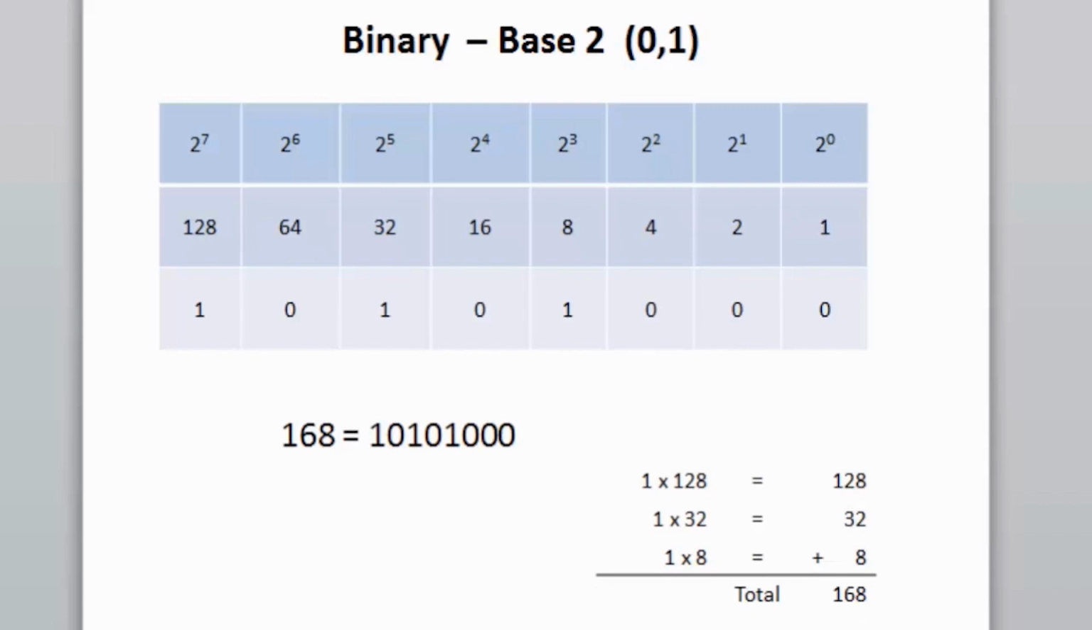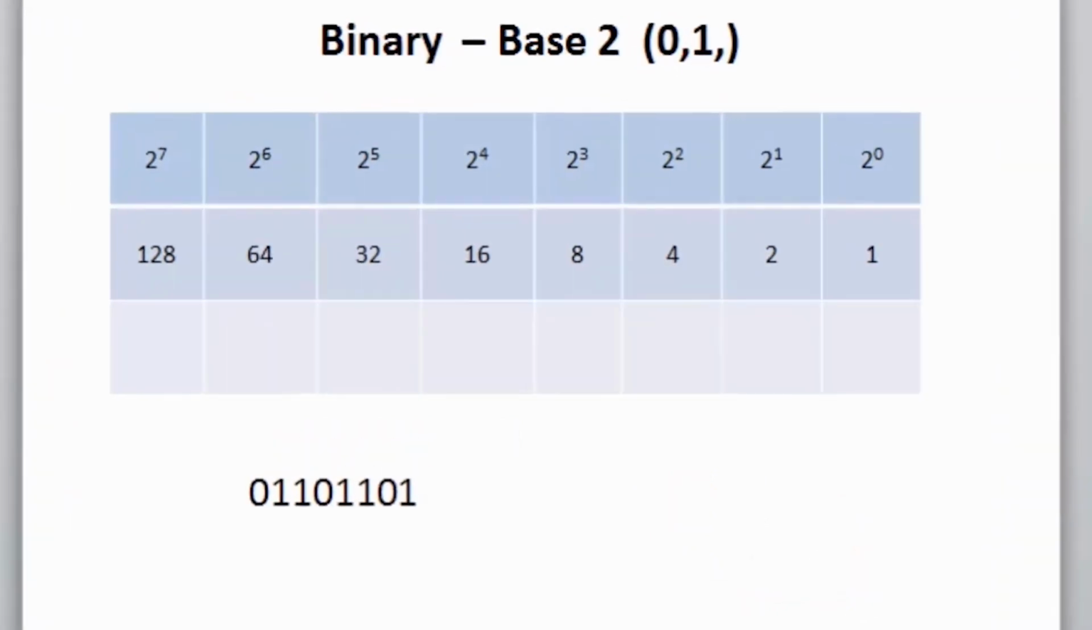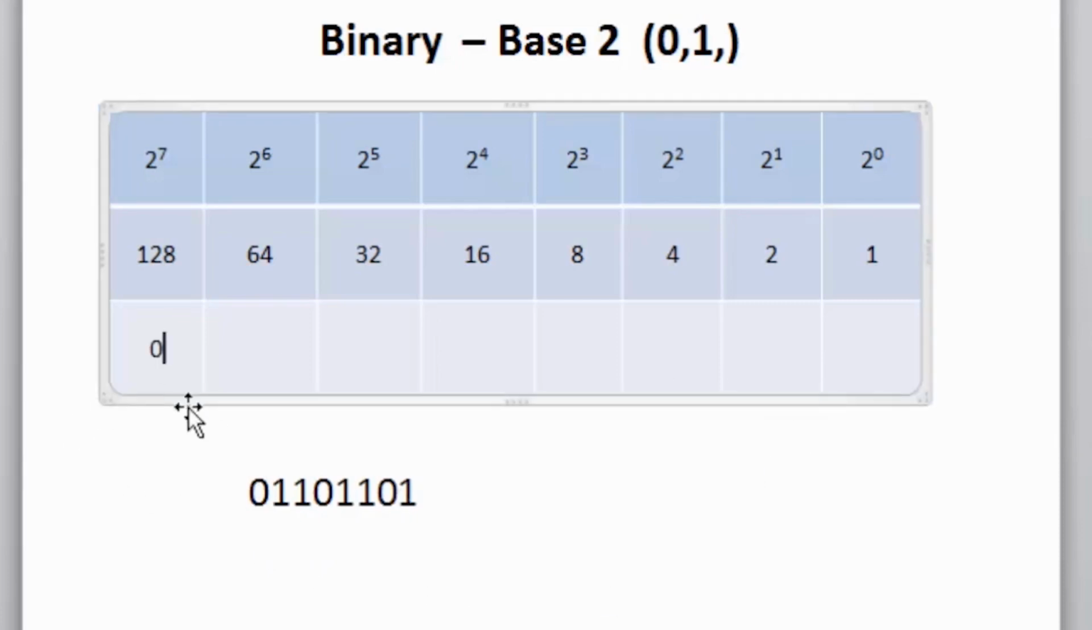If we go to the next slide, you can see now that I'm charged with converting the number 01101101 to decimal. If I want to go the opposite way and convert this binary number to decimal, all I need to do is plug it into the place values. I'll put it in here, 0, 1, 1, 0, 1, 1, 0, 1, and then add it up.